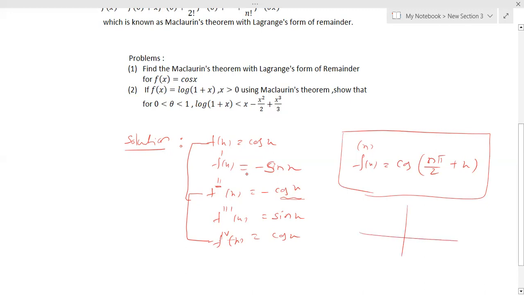For example, first derivative. First derivative means f dash x. We know that the f dash x value is minus sin x. Put n equal to 1 in this formula. This value becomes cos of 1 into pi by 2 plus x, cos of pi by 2 plus x. Pi by 2 means first quadrant. Plus x means it falls into the second quadrant.